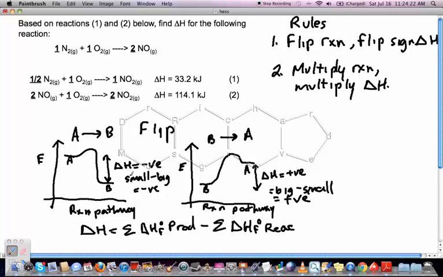Now the values of delta H are going to be the same, it's just that the signs are going to be reversed. So the moral of the story is that if we flip the reaction, we have to flip the sign of delta H.